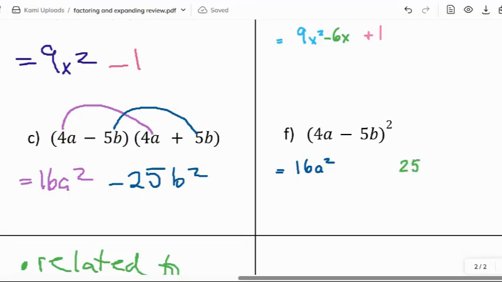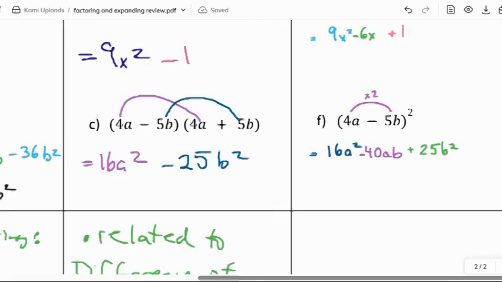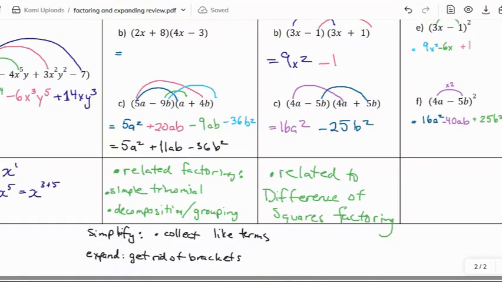Don't be afraid of the double variables. It just means the middle term has A and B. Okay, 4 times -5 is -20. Doubled is -40AB. Looks really complicated, right? So that's why it's important to practice. We good? So folks, that is a summary of methods of expanding.